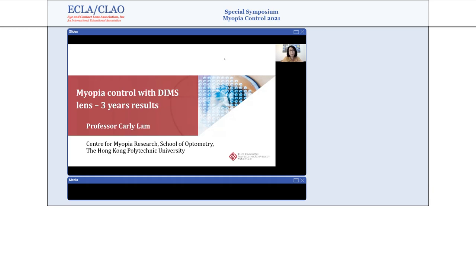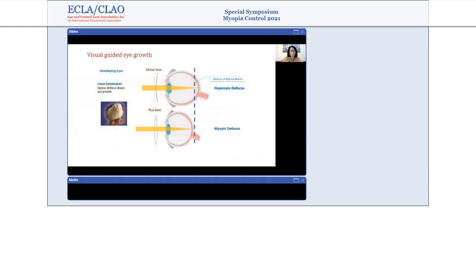Good day. I'm pleased to have the opportunity to share with you the myopia control efficacy of the DIMS lens over 3 years. Among animal studies, integration of simultaneous multiple defocus during eye growth determined the ultimate refractive status. By using a minus lens to shift the image behind the retina, the eye compensates for the displaced image by extending the length of the eye.